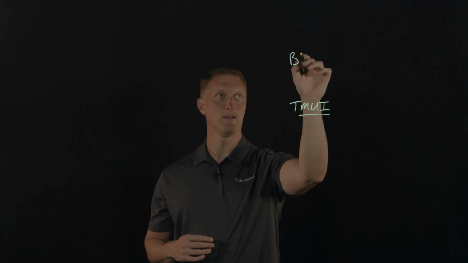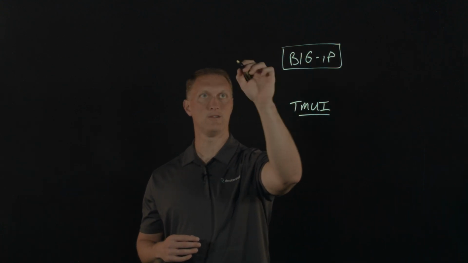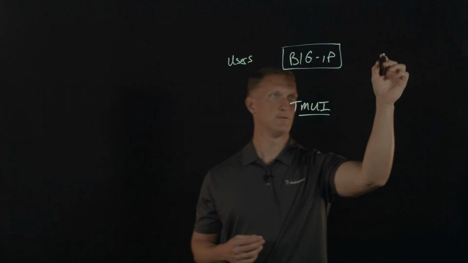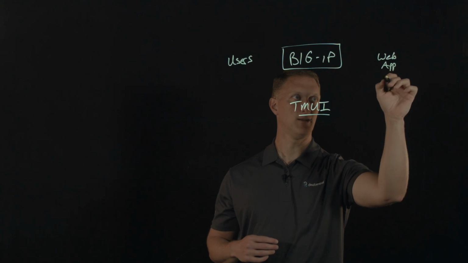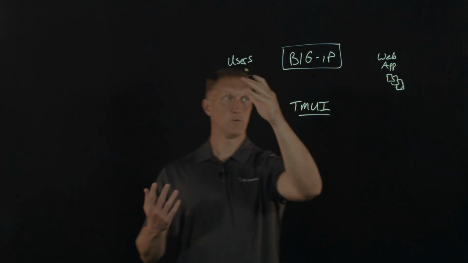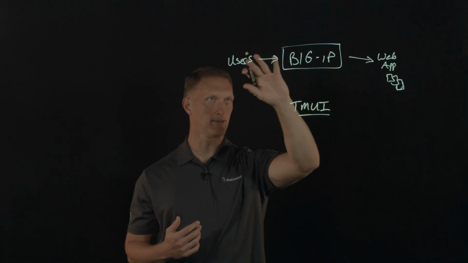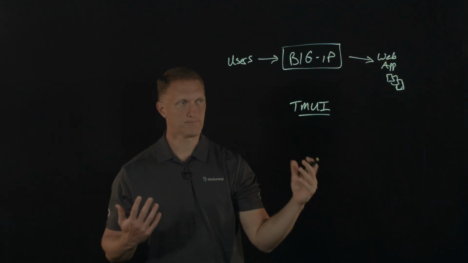Just to give you an idea of what's going on, in a deployment, you have a BIG-IP, and then you've got users out here attempting to connect to a web application. So let's say you have a web app over here, and you've got all your different servers configured. In order to get to the web application, users come through the BIG-IP, and then the BIG-IP does all kinds of good stuff to allow access back to your web application.